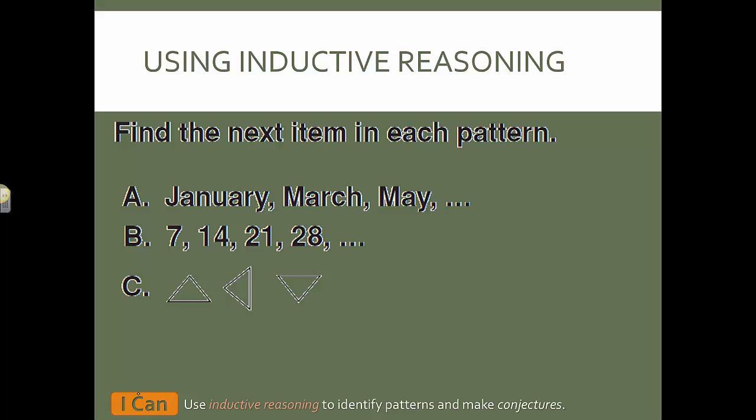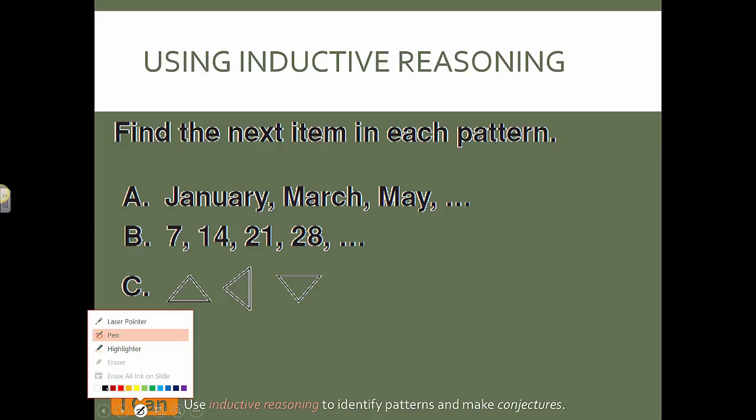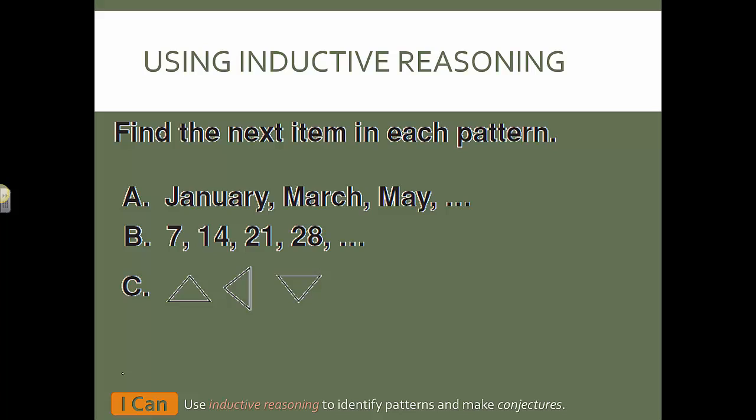So let's use some inductive reasoning to identify a pattern, and then when you come up with a rule for that pattern and you make a statement, that statement would be a conjecture based on the pattern you see. So we're going to find the next item in the pattern. January, March, May. What would come next? Well, it looks like they skipped February and they skipped April. So if May came next, I'm assuming they're going to skip June, and I assume that my next one is going to be July. So I just made a conjecture based on inductive reasoning.